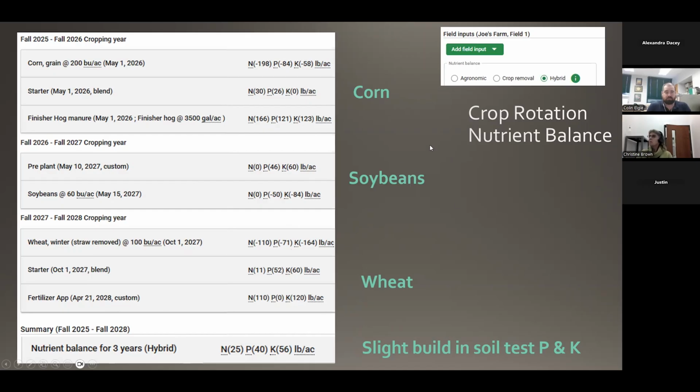But it's basically looking at where I can apply those nutrients, what I can apply, and what that does to my fertility level over that crop rotation. In this case, it's a slight build, but just 1 part per million for phosphorus and almost 3 for potash.